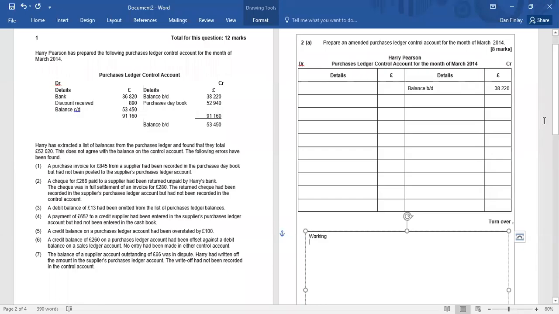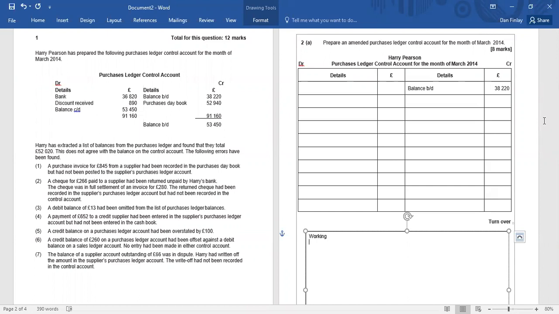Okay, so we're going to do the first ledger control account together, as this one's the trickiest. So remember what a control account is. A control account gets all the figures from the books of prime entry. So it doesn't look at the ledger accounts, so the T accounts.